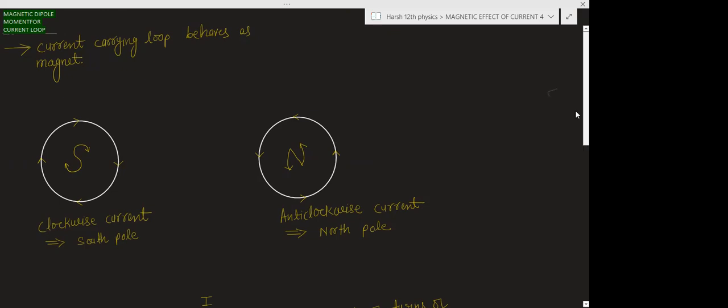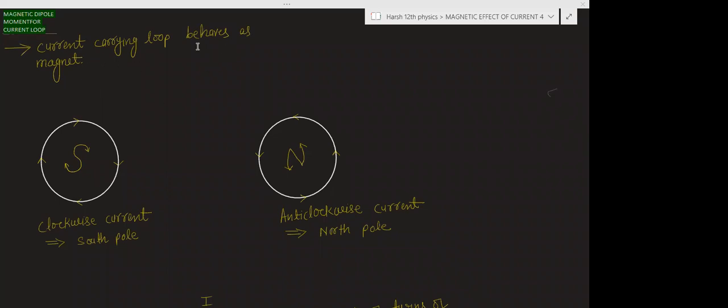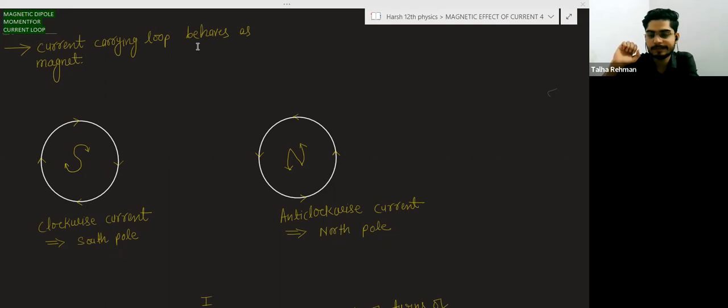This magnetic moment will be used in the next derivation. And the force on the current carrying conductor will also be used in the next derivation. So the first thing is that whenever you have a current carrying coil or current carrying loop, the coil can be a square coil or a circular coil. If there is a current in that coil, it will behave as a magnet. We know that there are two poles in a magnet, the north pole and the south pole.